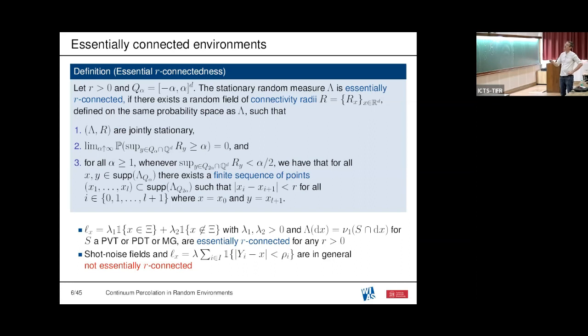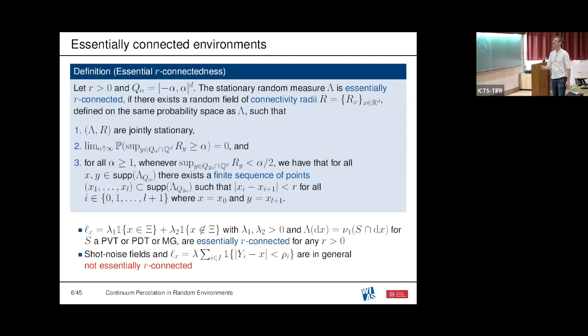You want these connectivity radii, the event that they are large in a large box, to have probability going to zero. And then the main statement is, under this event, so don't worry about this 1/2 and this 2 here, it doesn't matter. Under this event, which has a high probability for large alpha, you should be able to connect any two points in the support of this smaller box here by a finite sequence. This essential R connectedness will allow us to prove uniqueness.